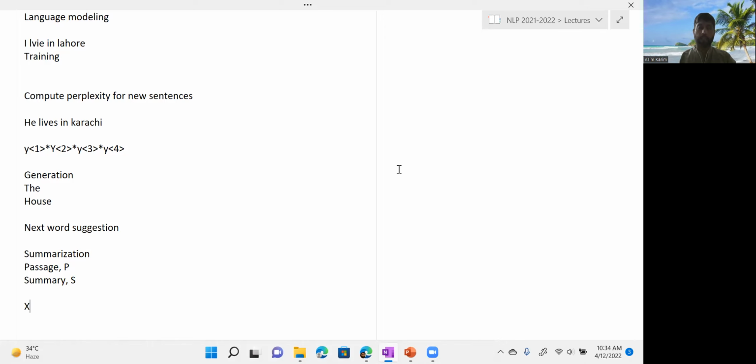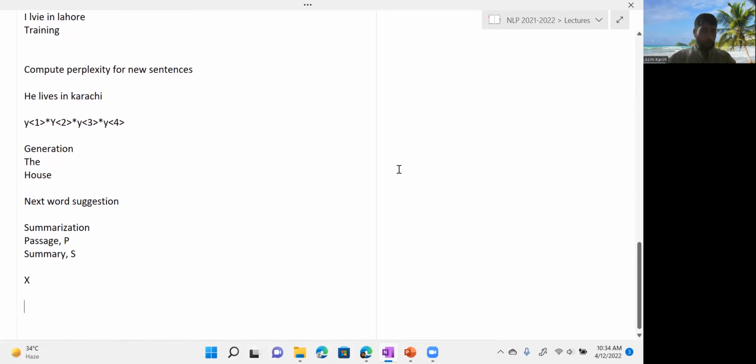ठीक है, और इसमें फिर हम जो करेंगे, so attention इसमें किस तरह होगी. So let's say, let me just give some numbers. Let's say P की length 10 है और let's say S की length 5 है. 5 words for the summary, 10 words for the input.